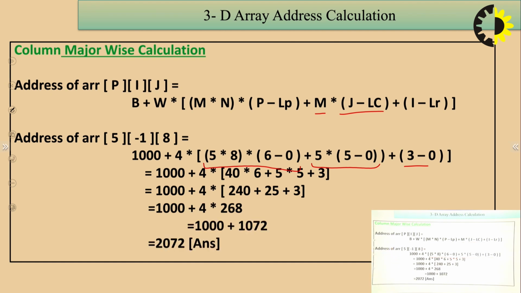So we have found 2072 as the address of this particular element. This element having the index 5, -1 and 8 is present on this particular address in memory. Okay, I think we have studied enough and need more practice, but we can attempt personally how to calculate the address. Just do 1 or 2 examples by yourself. Okay, thank you.